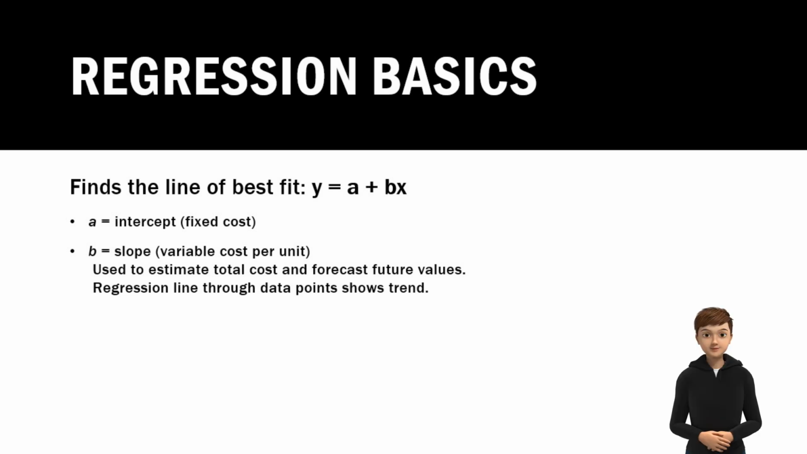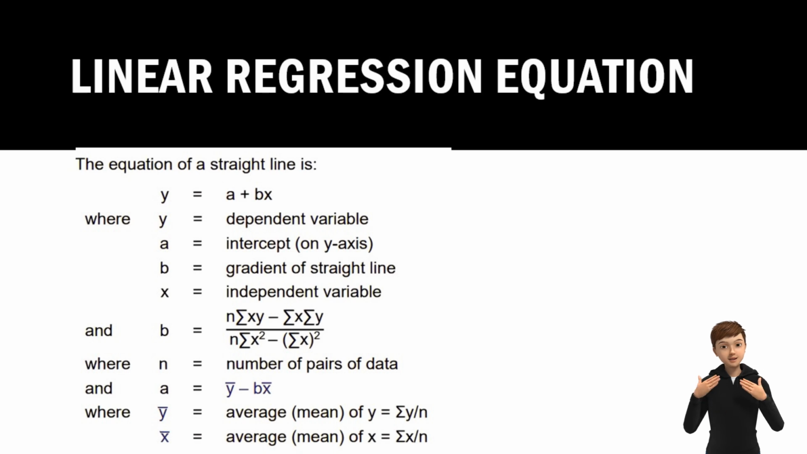Regression analysis finds the line of best fit between two variables. Equation: y equals a plus bx, where a is the intercept and b is the slope. It predicts future costs or revenues and uses all data points instead of just 2, making it more accurate than high-low. Linear regression explains the straight-line relationship between two variables.